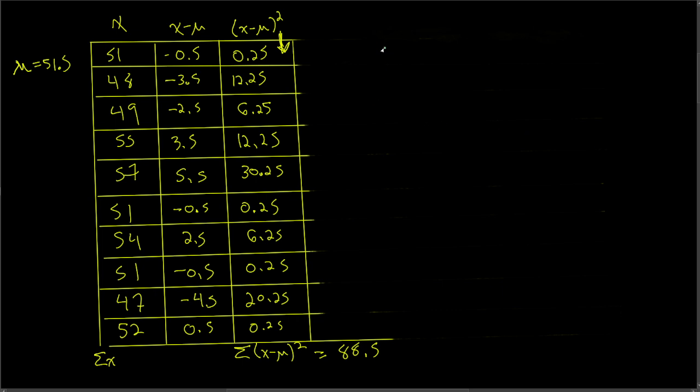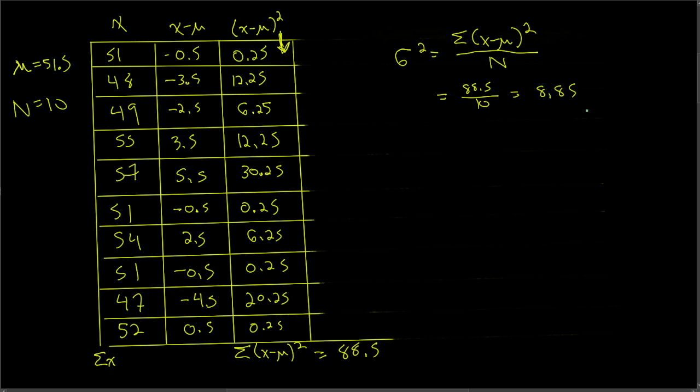All right, and so the variance, which is sigma squared, was equal to the sum of the deviations squared divided by the total number of data points, and our n was 10 here. And so we calculated by summing up this column the sum of the deviations squared. So this is 88.5 divided by 10, or 8.85. And so we have our variance.